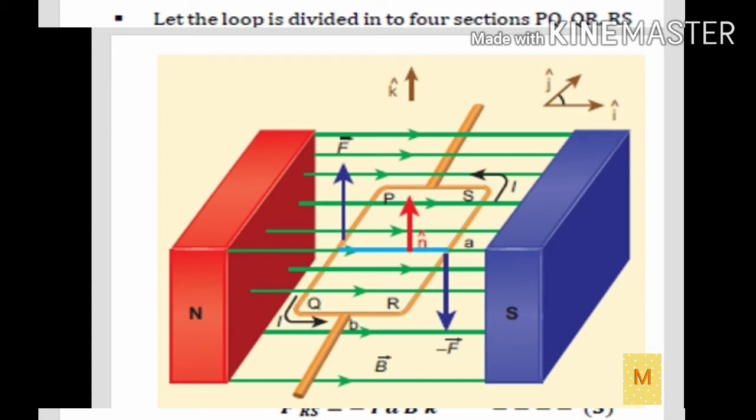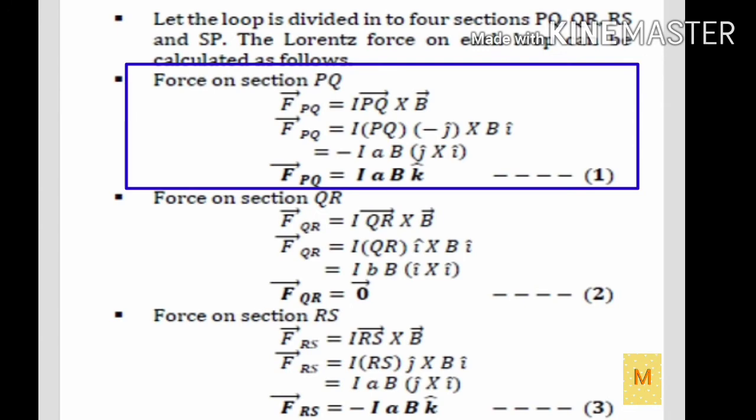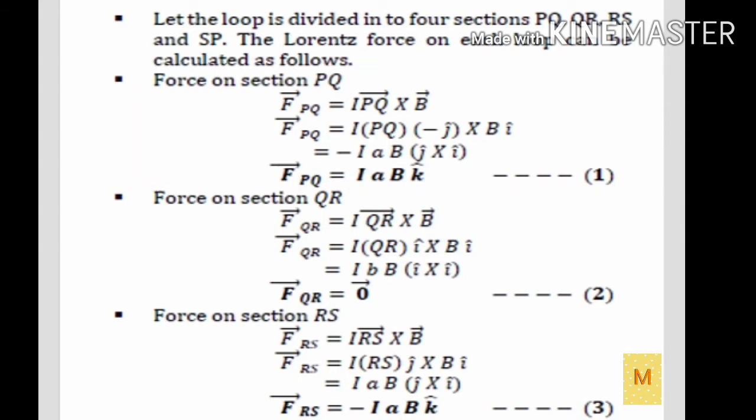The force experienced by the section PQ can be written as F PQ vector is equal to I into PQ vector cross B vector. Here PQ vector and B vector are going to be written in terms of the unit vectors. This PQ vector is acting along the negative y direction.